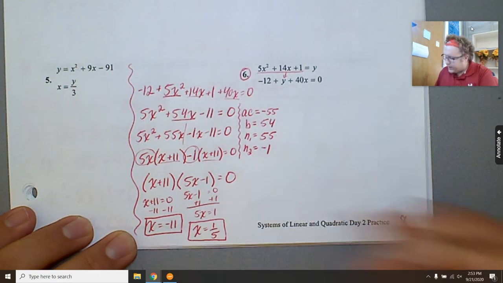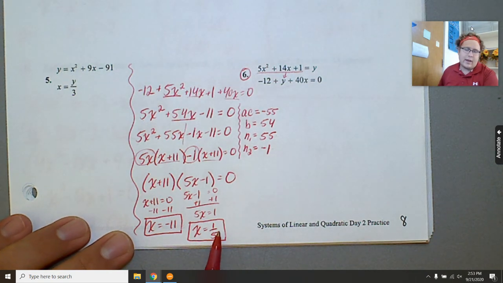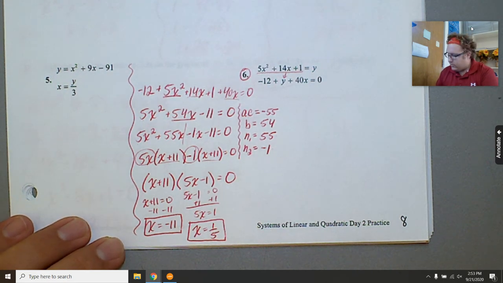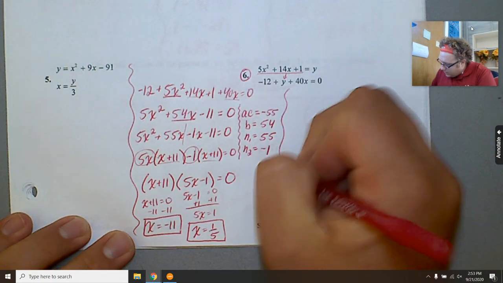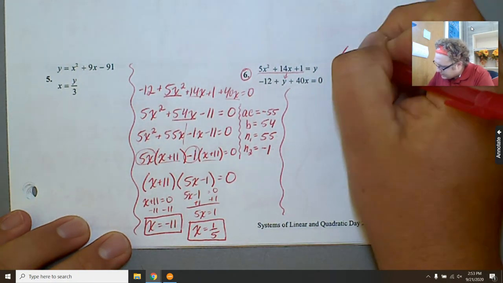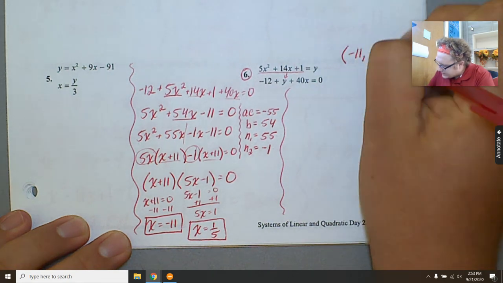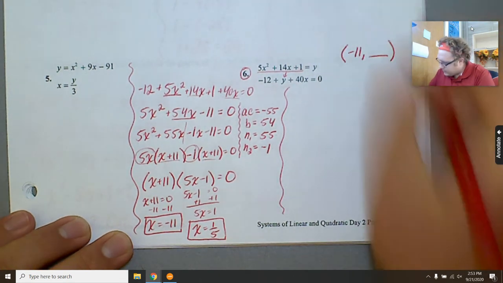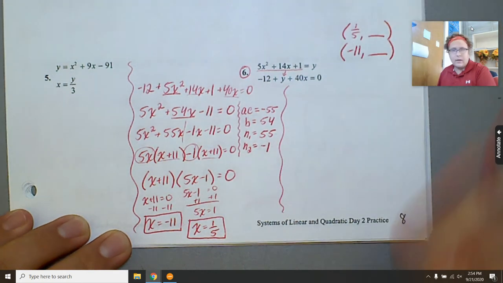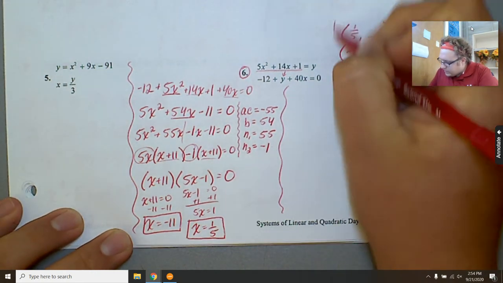Now, for algebraic purposes, I'm going to encourage you to write that as an up and down fraction, not a side to side fraction. That's very nitpicky, but I think it will make for some easier multiplication later. So, all right, we've got our two x values. That means I know that my solutions are -11 comma something, and 1/5 comma something. Right?